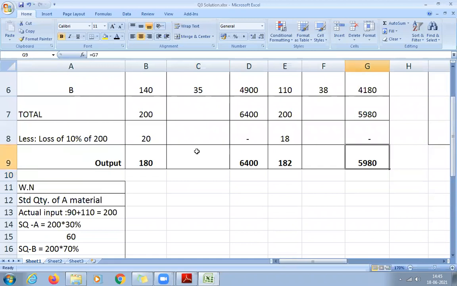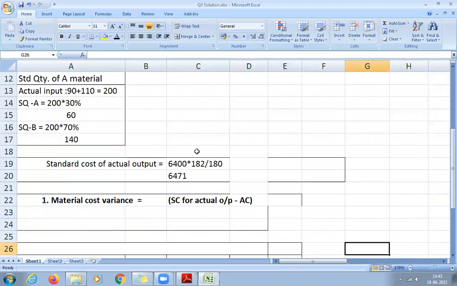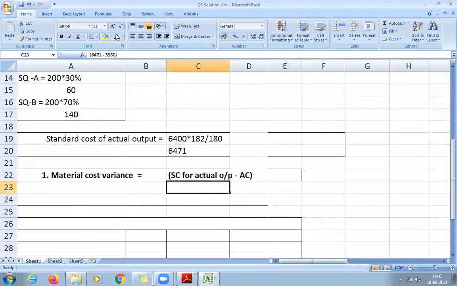5,980. Already we have done the calculation in the table, so directly we can take that. Substitute now: 6,471 minus 5,980. How much do you get? 491. Adverse or favorable? Favorable, because our standard is more than the actual. So it is favorable.